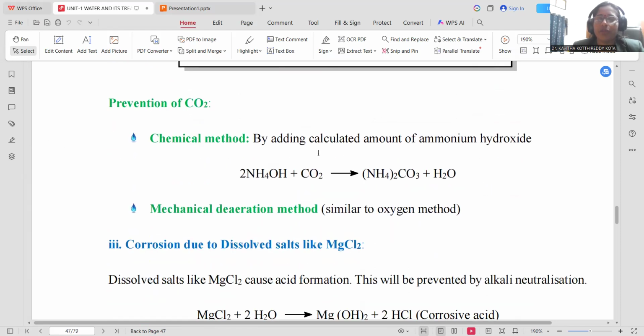In order to remove this carbon dioxide, the most suitable chemical is ammonium hydroxide. Whenever ammonium hydroxide is added to carbon dioxide, ammonium carbonate is generated as the product. Simply precipitate and filter the water, and removal is possible. In mechanical deaeration, just like oxygen, this carbon dioxide is also sucked out with the vacuum pump, as discussed in the same session.